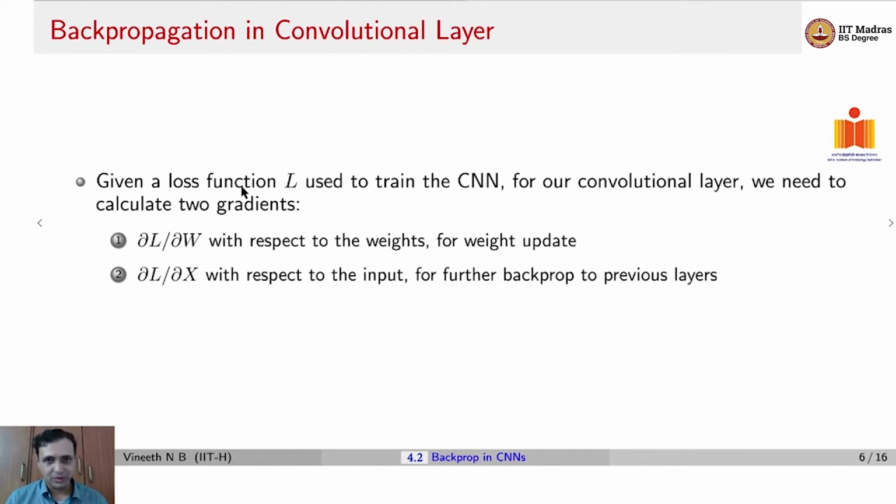We now are given a loss function L, which is used to train a CNN. For our convolutional layer, there are two quantities that we have to compute. One is ∂L/∂W, the gradient of the loss with respect to every weight in every filter, and the other is ∂L/∂X, the gradient of the loss with respect to every pixel of the input, because that is necessary to backpropagate further to an earlier layer. We're going to try to derive the gradient for each of these quantities using the chain rule.